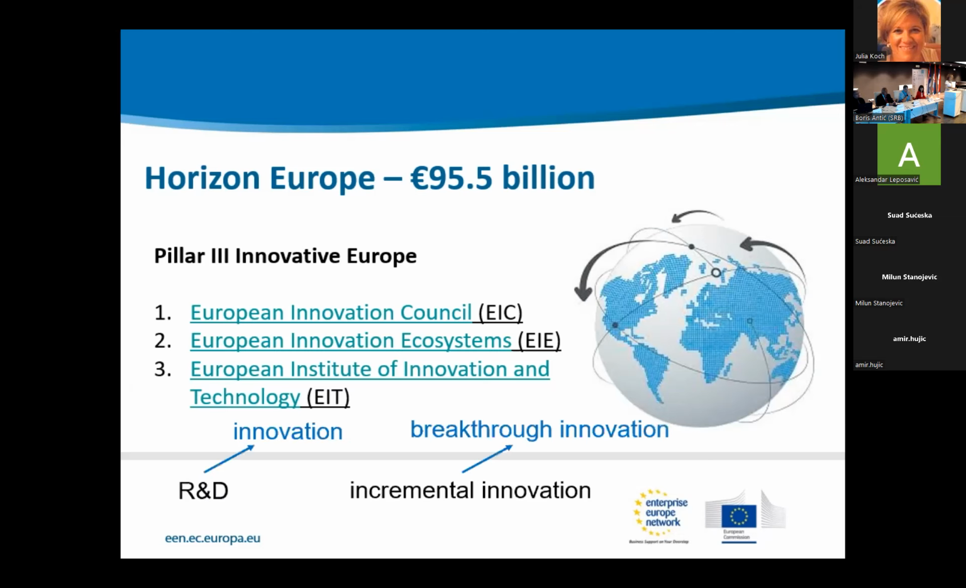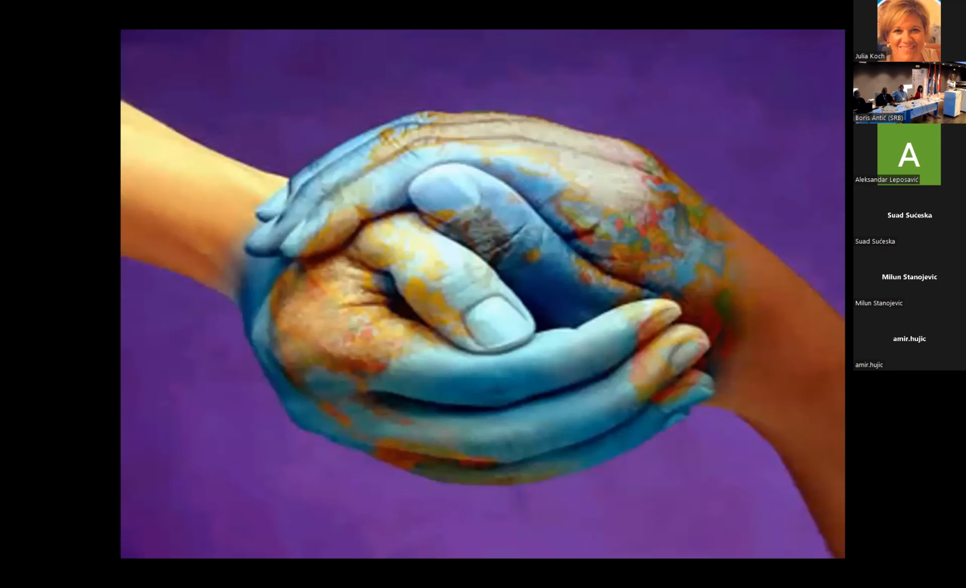But what is common with all these calls is that they want to push you from the research and development part towards commercialization of your research, the invention that you came up with. And also to go from incremental towards breakthrough innovation. Of course, the frame is digitalization and sustainability.